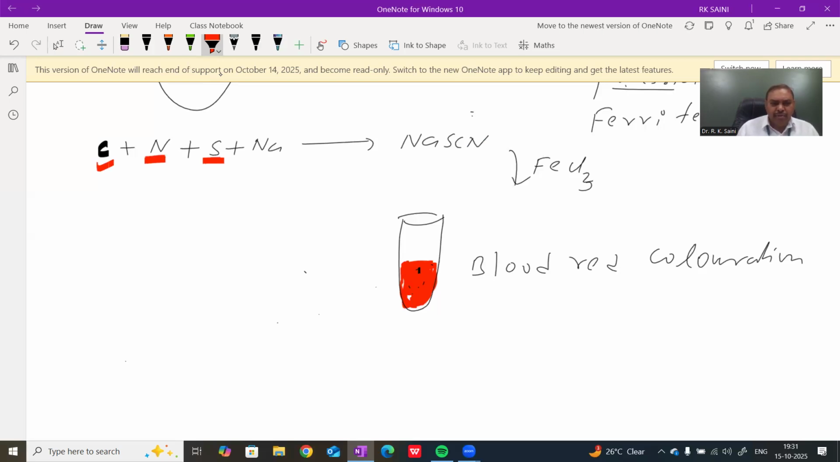Organic compounds contain carbon. If nitrogen and sulfur both are there and we added a sodium piece during the formation of Lassaigne extract, then blood red coloration appears. These are the qualitative estimation of nitrogen.